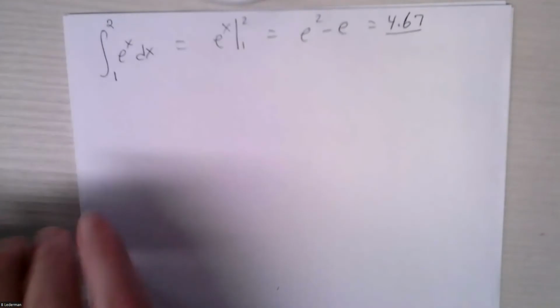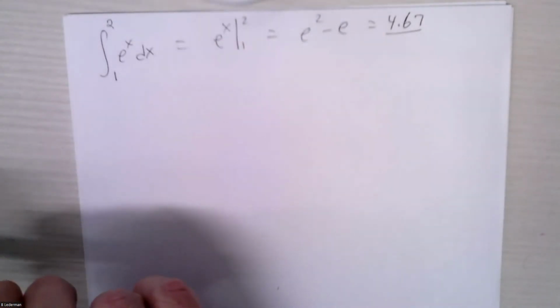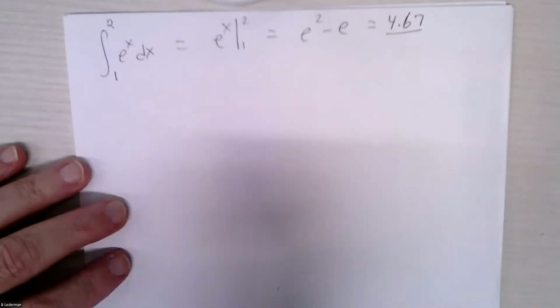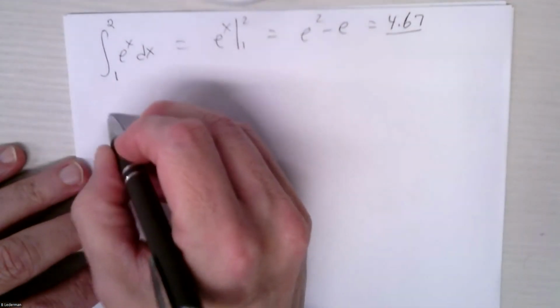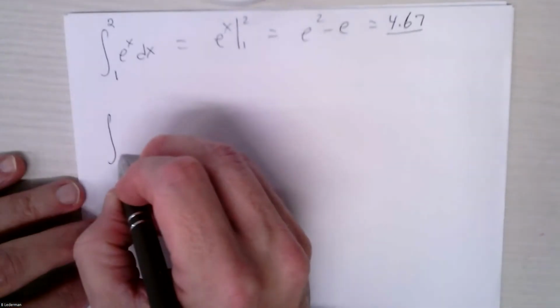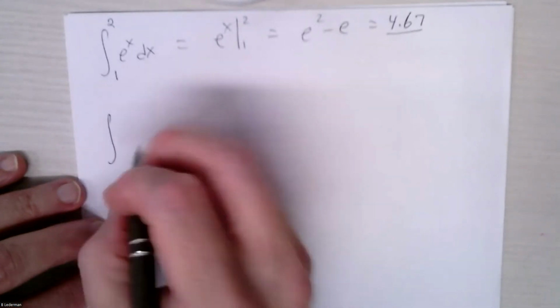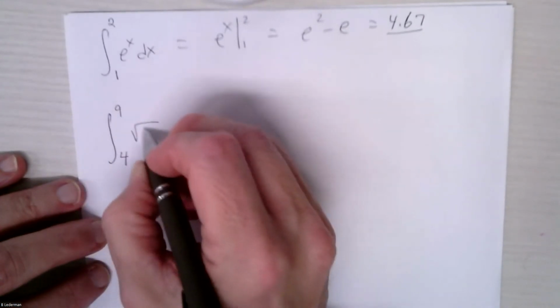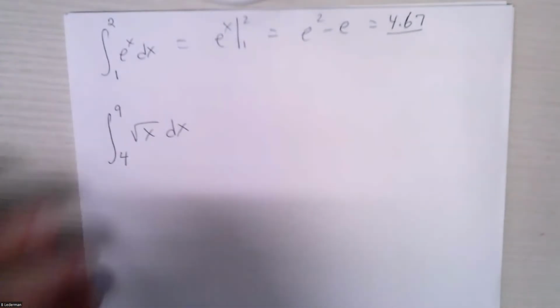Let's do one. Since this is such a radical theorem, let's do one that has to do with radicals. See what I did there? So I want the integral from, I'm just picking random numbers, let's say 4 to 9 of the square root of x dx.